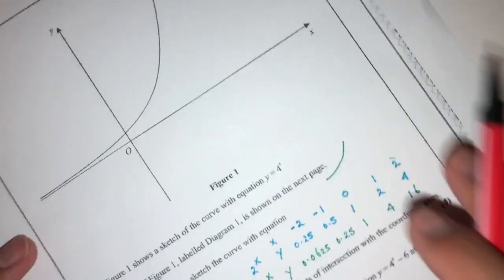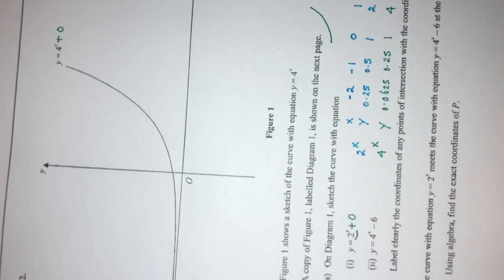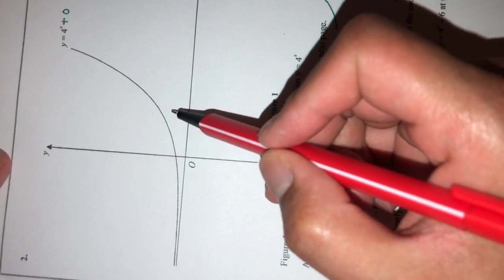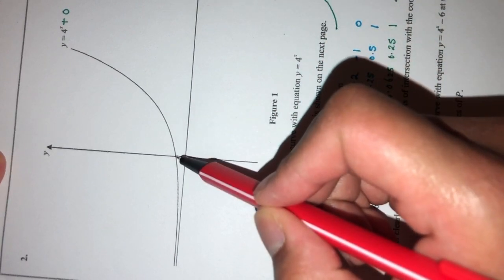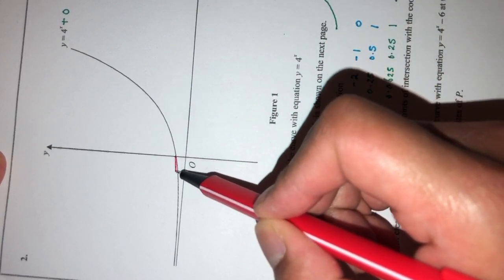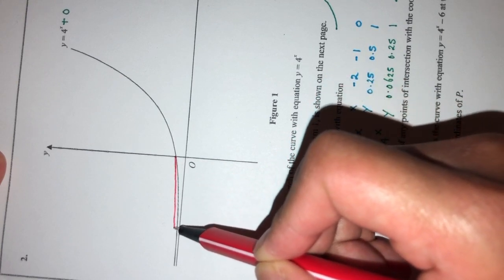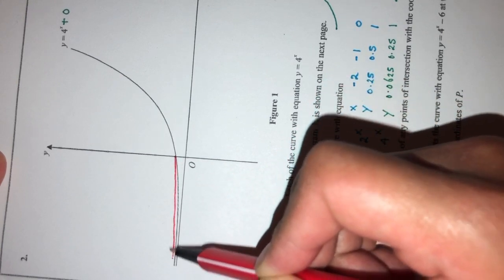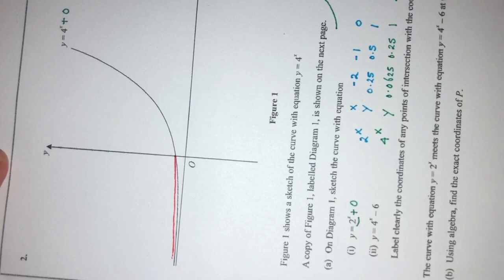So let me try my best to draw this smoothly. Obviously, you will be using a pencil for this one. So it needs to be above this one. Should be above this one. Something like this. Approaching the x-axis, but never touches the x-axis.